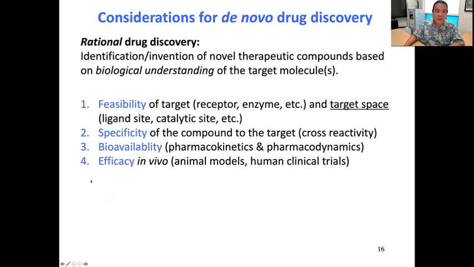So the 4 considerations, and I'll present these to you today, and we'll stop and continue with this on Wednesday. These are the things you have to consider if you want to be involved in de novo drug discovery. De novo means brand new, something that starts from scratch, not taking something that pre-exists and just modifying it. One is you have to consider the feasibility of your target.